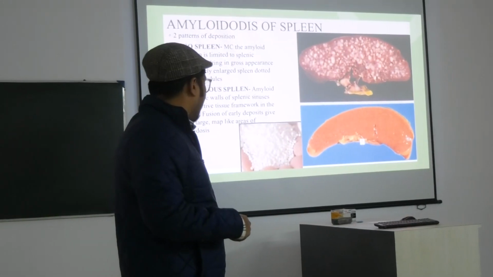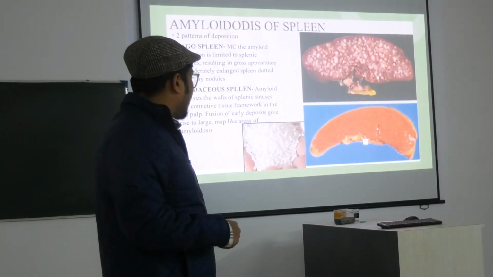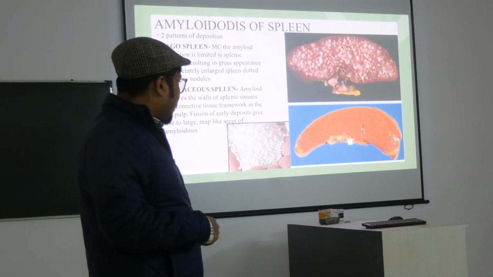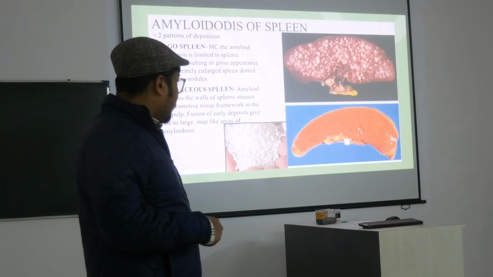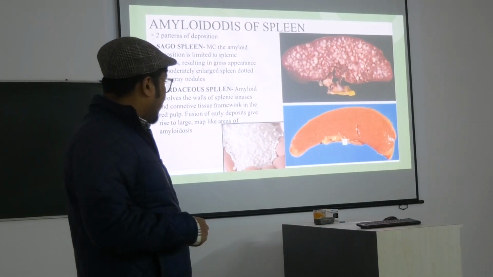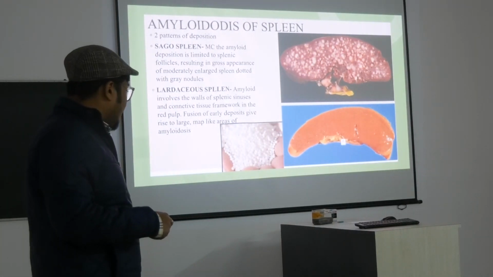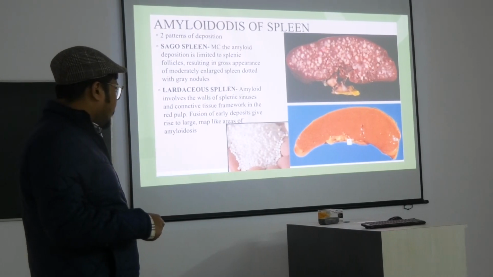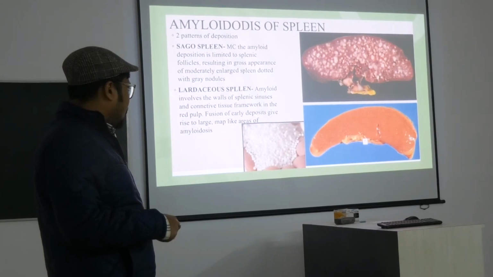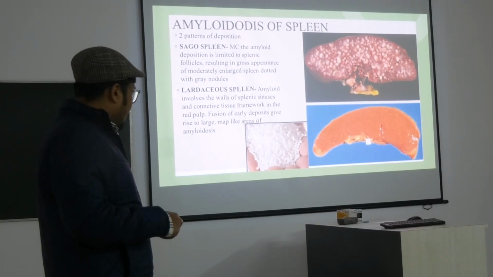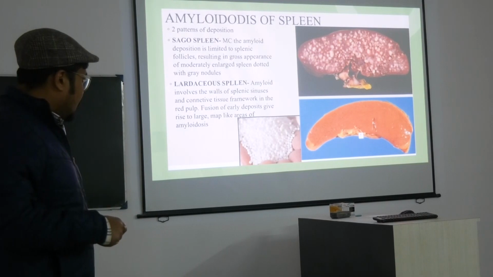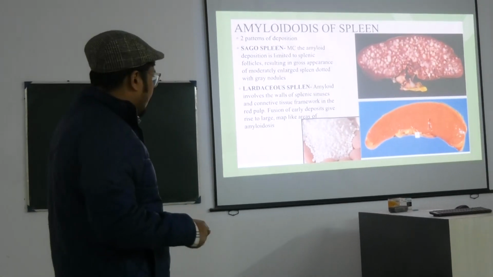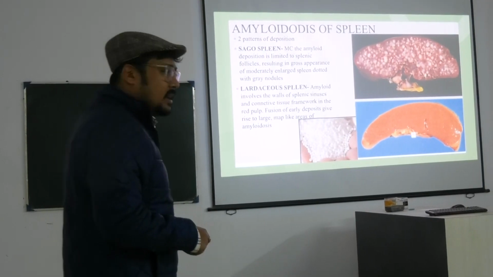Gross appearance: moderately enlarged spleen dotted with gray nodules, white to gray nodules of various sizes. They are deposited all over the spleen. This is cortex, this is medulla part, the vascular entry part and exit part. So the entire spleen is studded with gray to whitish nodules. So this is sago spleen.